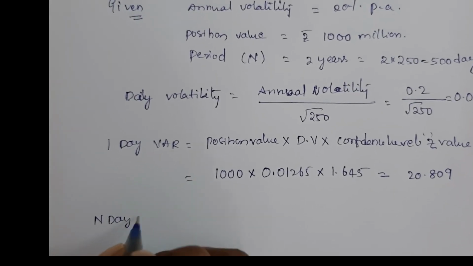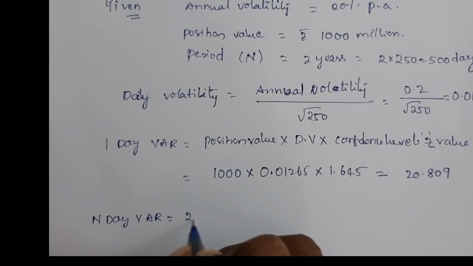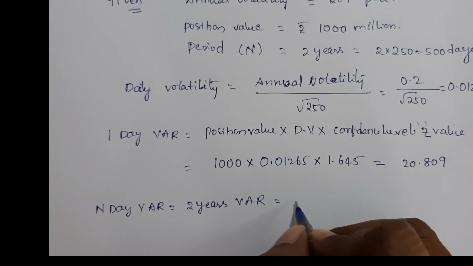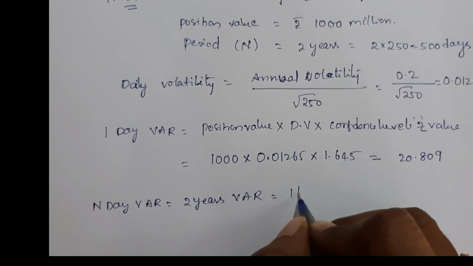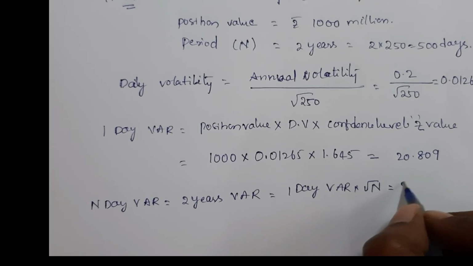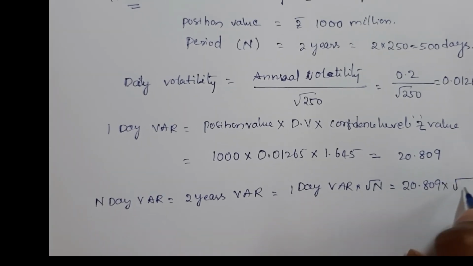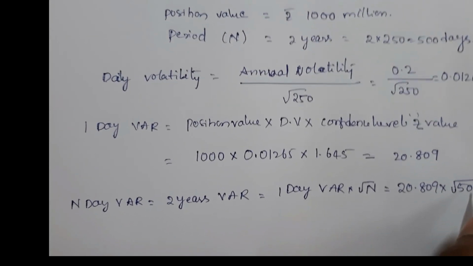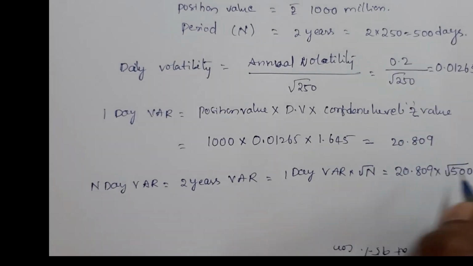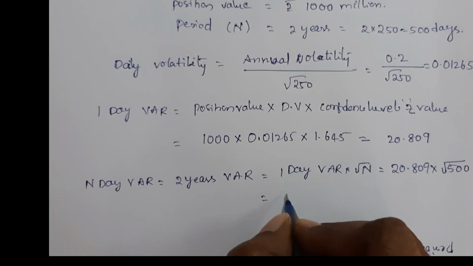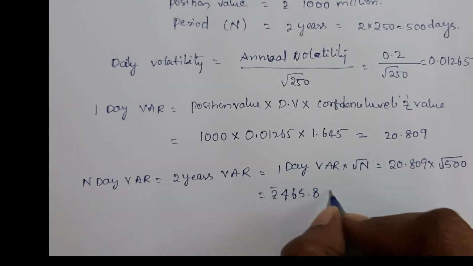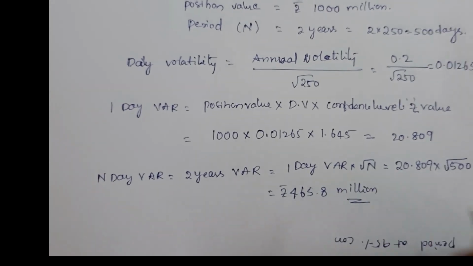Then we are supposed to calculate N day VAR here, as it is given for 2 years. So for 2 years, the formula is 1 day VAR into square root n. So 1 day VAR is 20.809 into square root 500. 500 means 2 into 250, 2 years. So we will get square root 500, which is going to be 465.8 million rupees. Thank you.